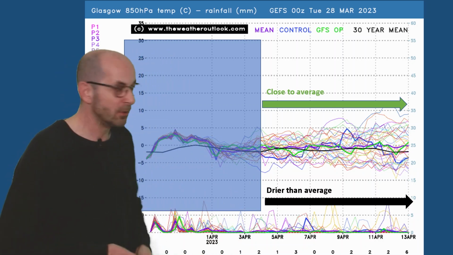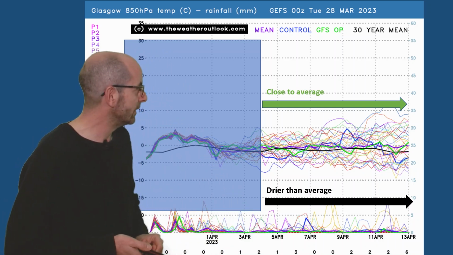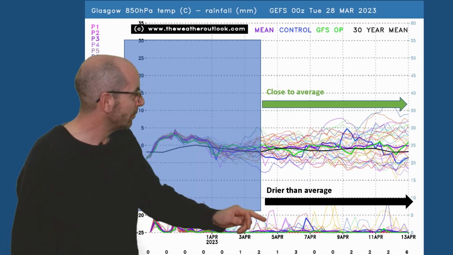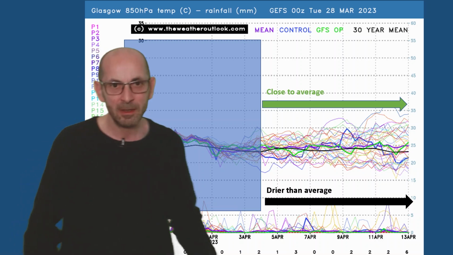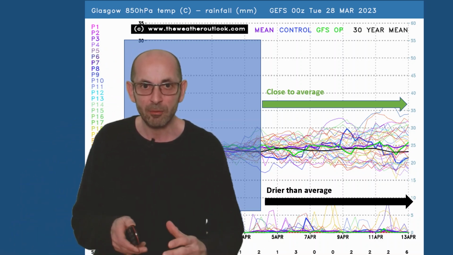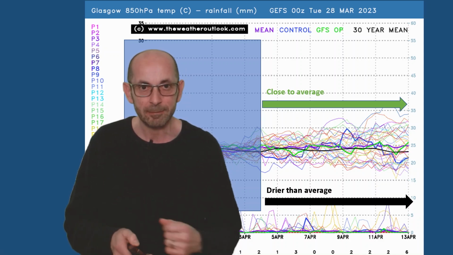Quite unusual for this sort of consistency to be shown across all parts of the UK. There are perhaps more spikes early on, but not a great deal of them, and the general view is for it to be drier than average through the second week.